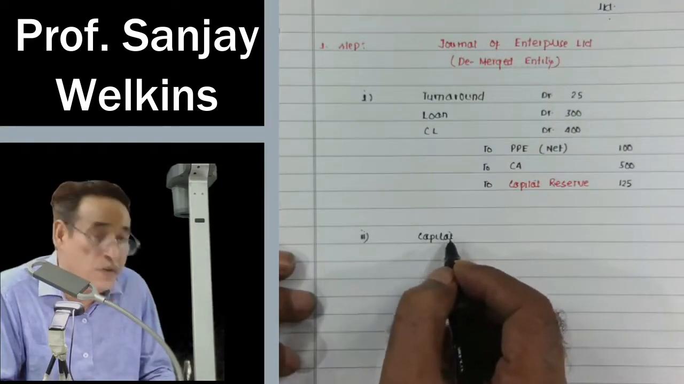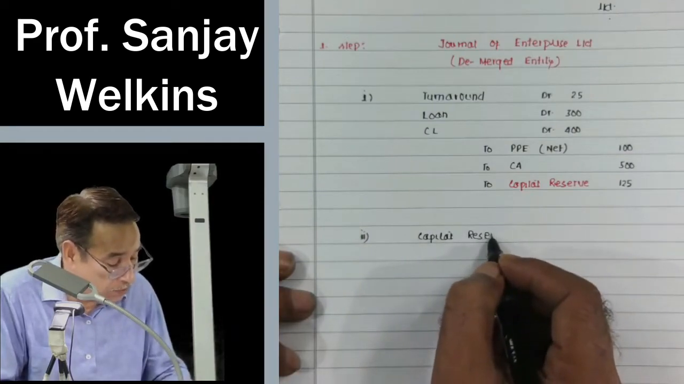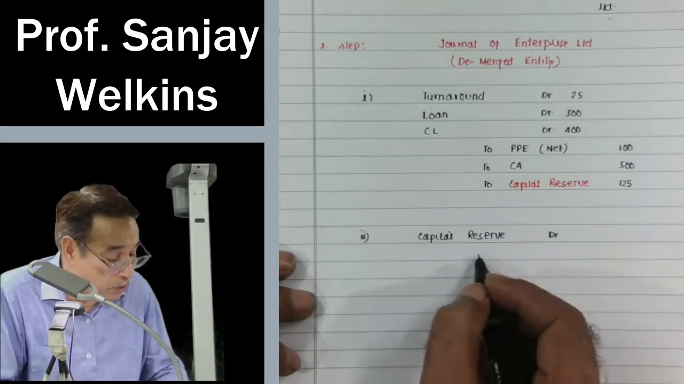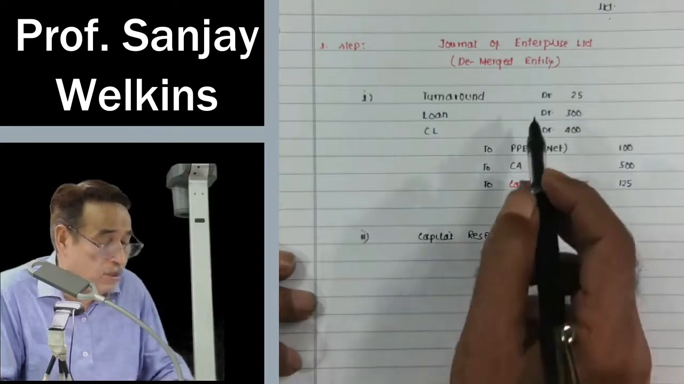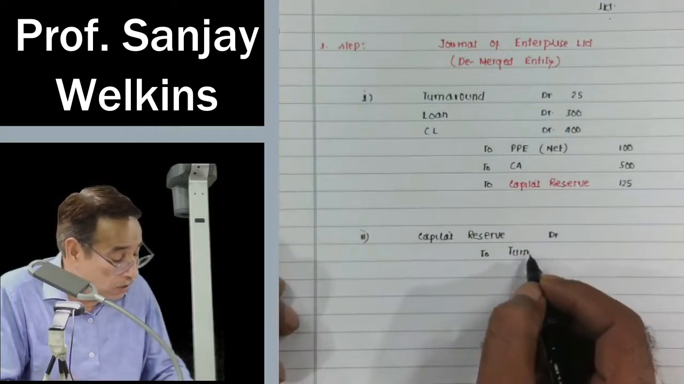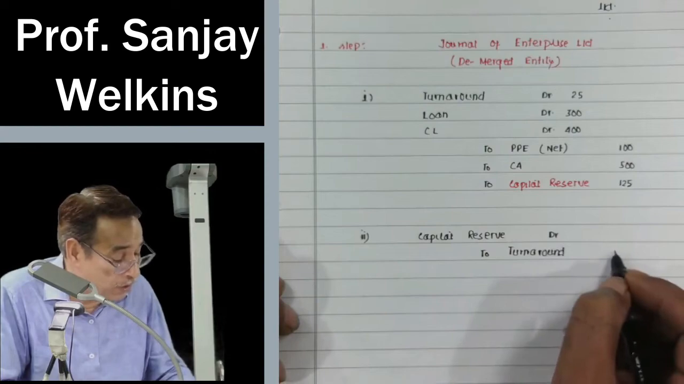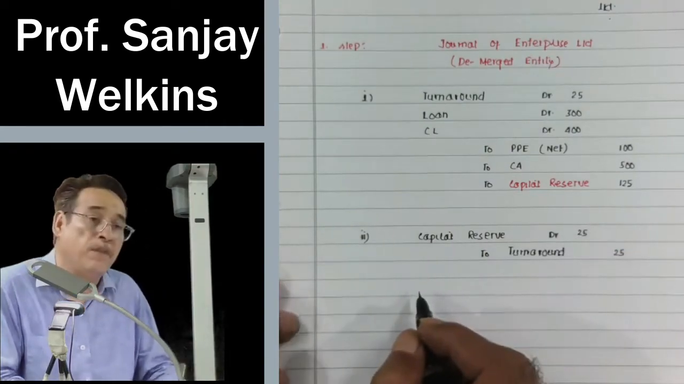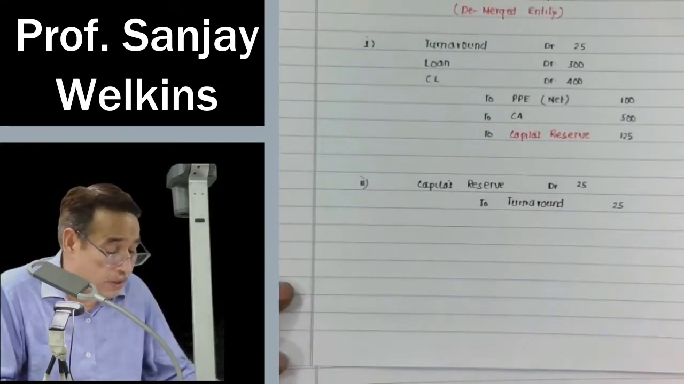You can write reserve in surplus or other equity also. But because there is balance in capital reserve, it is better to set off your loss against this. Capital reserve account debit to Turnaround Limited, because Turnaround Limited will discharge its liability. So it cannot be considered as debtor, what we call further, Turnaround 25. So 25 crores worth of loss you will have to bear. All figures are in crores. So these are the two entries which we pass.